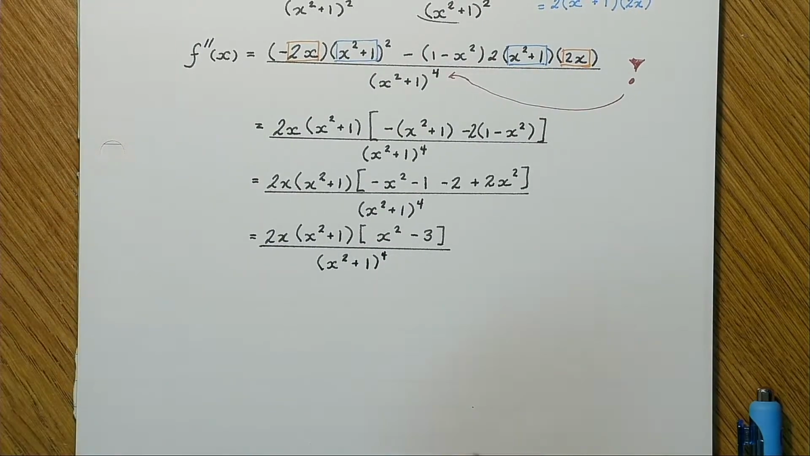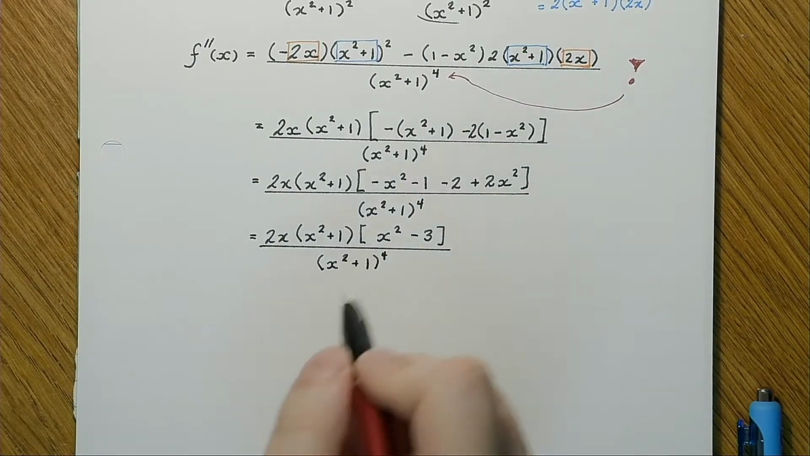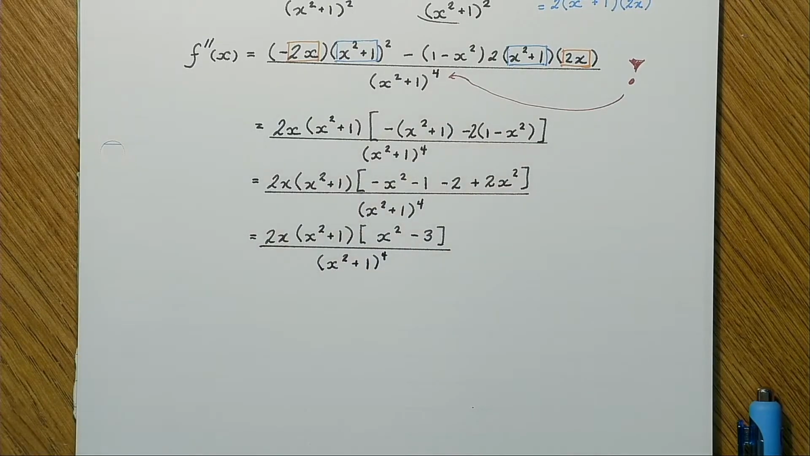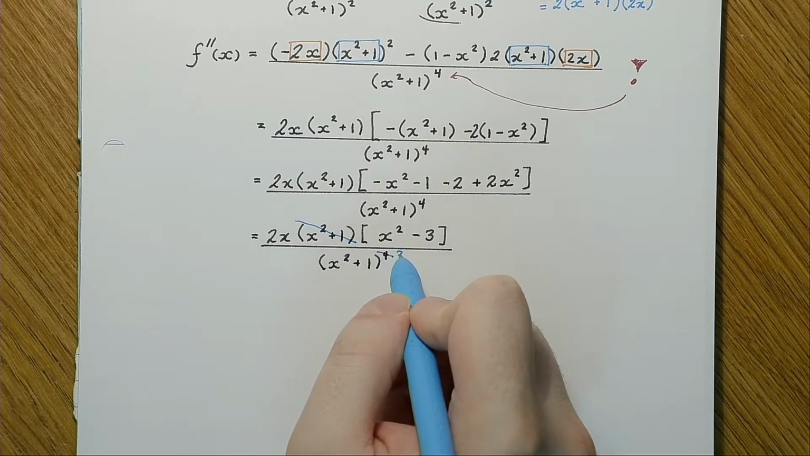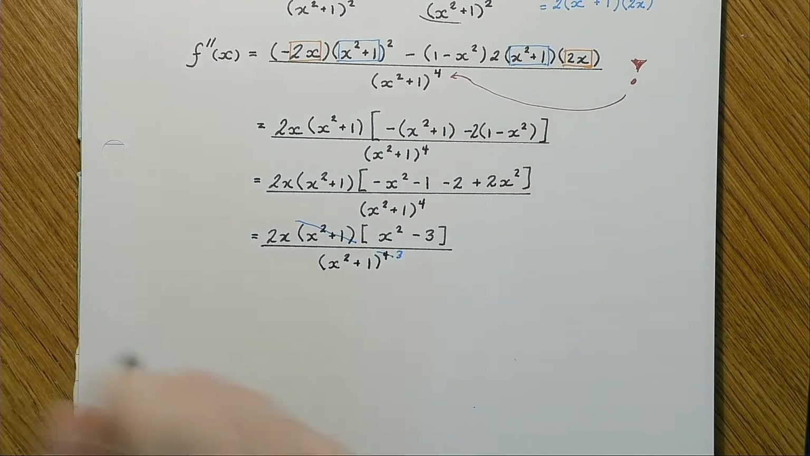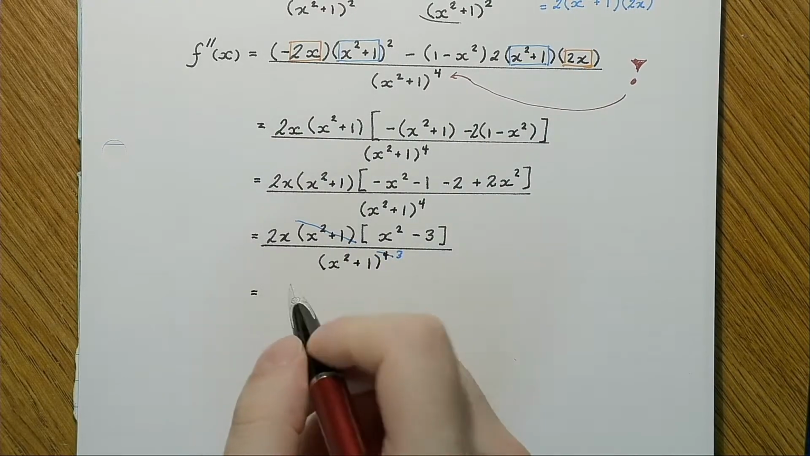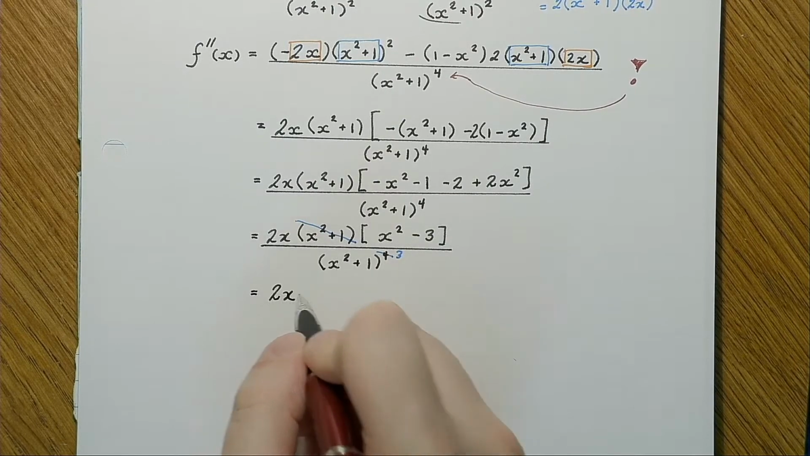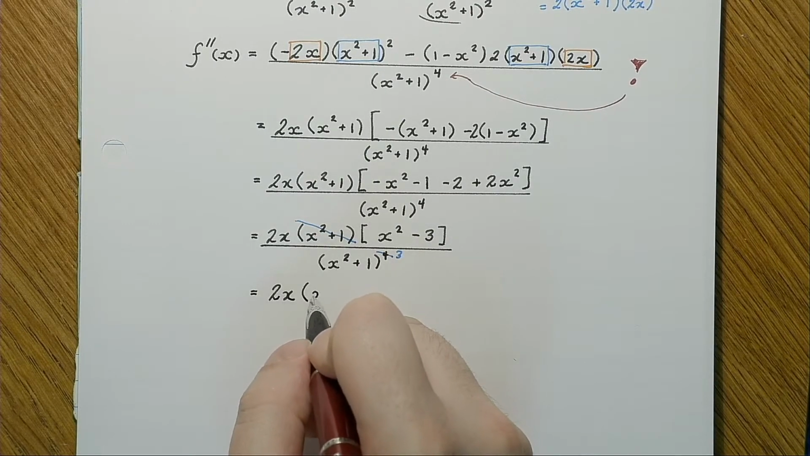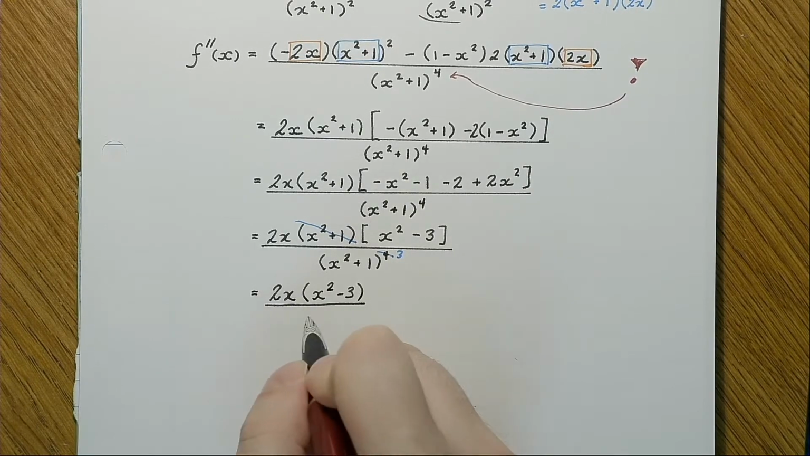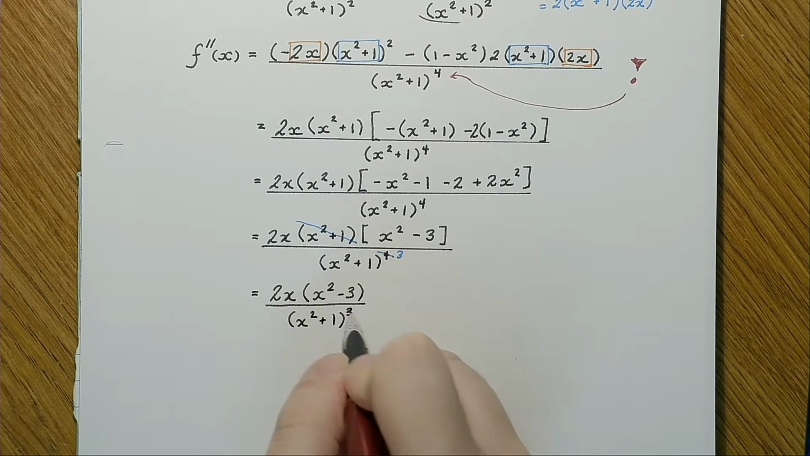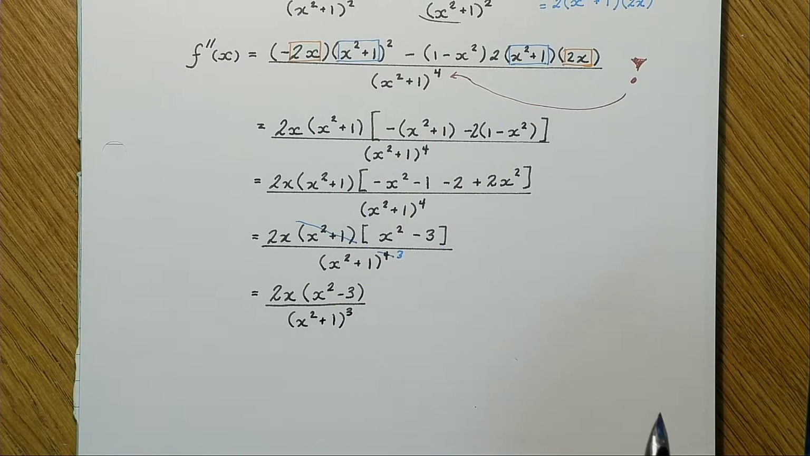Are we done yet? Well, okay. So there's also one more thing that I can do. I can cancel this one out, and this goes down to a 3. So I'm left with 2x times x squared minus 3, all over x squared plus 1 to the 3. Is that all good?